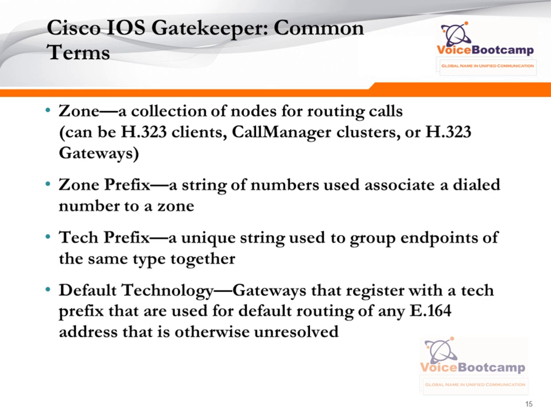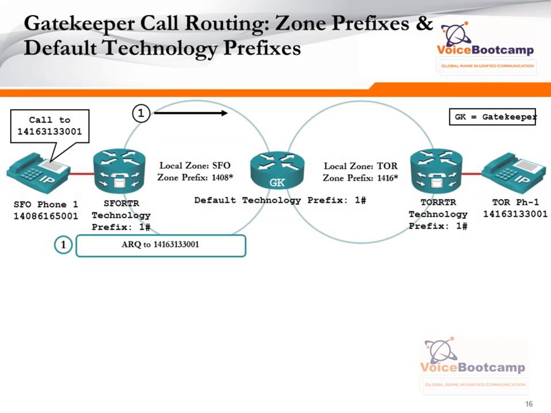So here's an example of my scenario where I have 2 gateways registered to the gatekeeper. Here's a San Francisco gateway registered to the gatekeeper, and I have a Toronto gateway registered to the gatekeeper. I have 2 local zones, and in this scenario I have a zone prefix saying any call with area code 1408 belongs to local zone SFO. Any call with a zone prefix of 1416 belongs to Toronto.